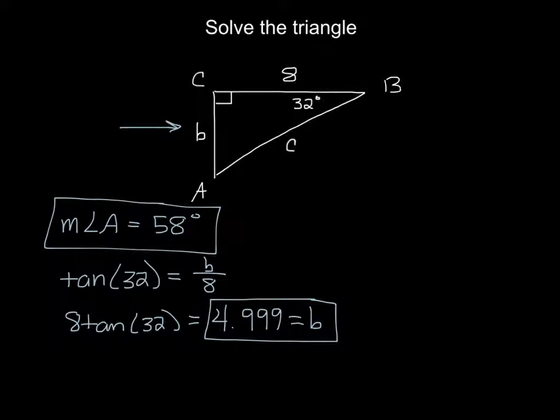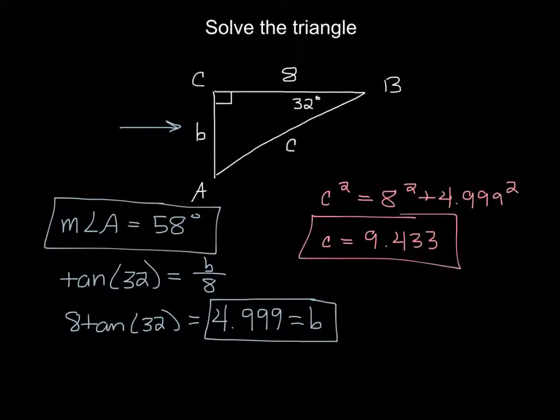To finish solving the triangle, we need side C, which we could use trig functions to figure out, or the Pythagorean theorem. We know this is 8. We know this is 4.999. So side C, we could say C squared is 8 squared plus 4.999 squared. Solve that for C. What do we get? 9.433. So we now know every side length and every angle measure in the triangle. We have solved the triangle.